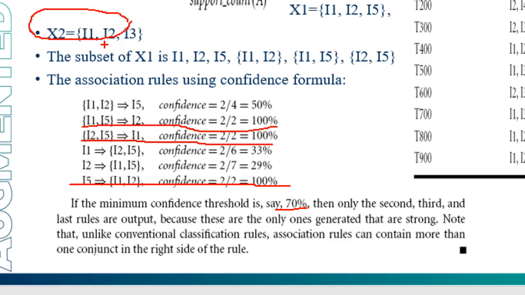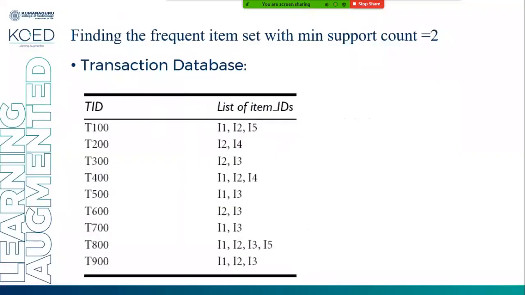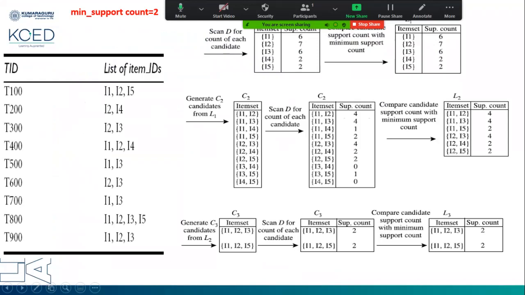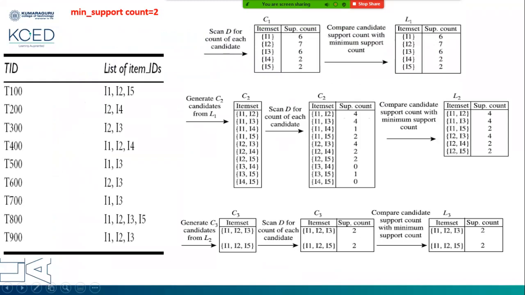So what we discussed so far: a transaction table is given, which contains the item sets, and the minimum support count is given. From it, you generate the candidate one item set C1, then L1. That means you compare the candidate support count with the minimum support count. L1 contains those one item sets which meet the minimum support. From this, we generate two item sets C2, find their support counts, and store those meeting the minimum support count in L2.